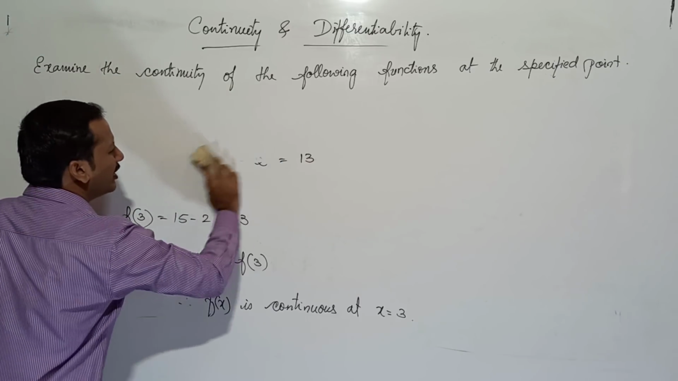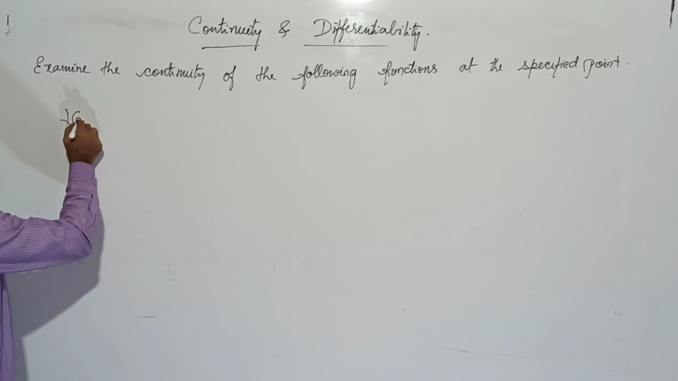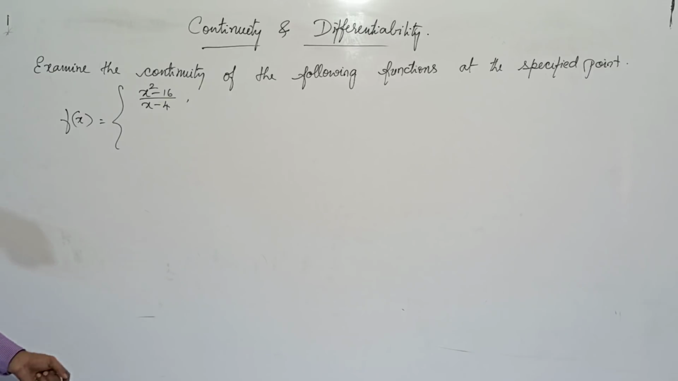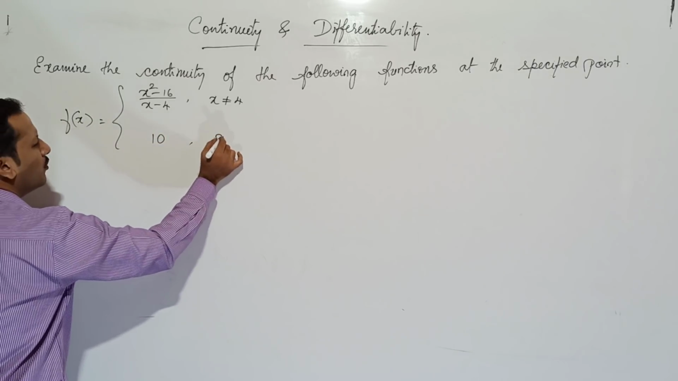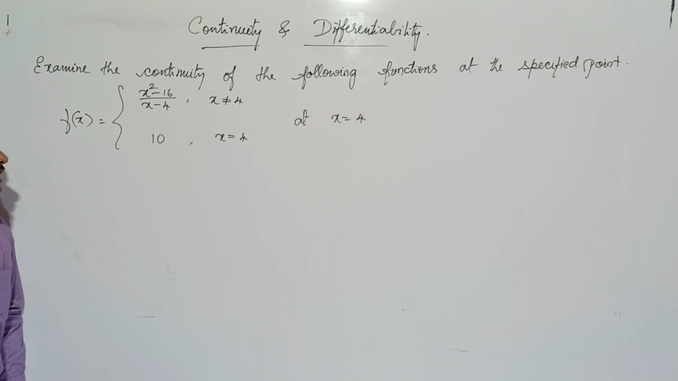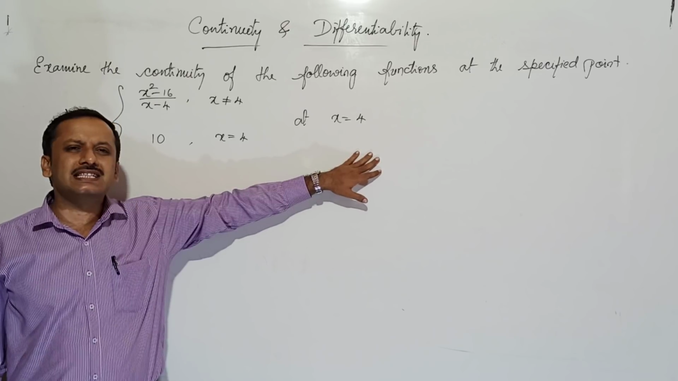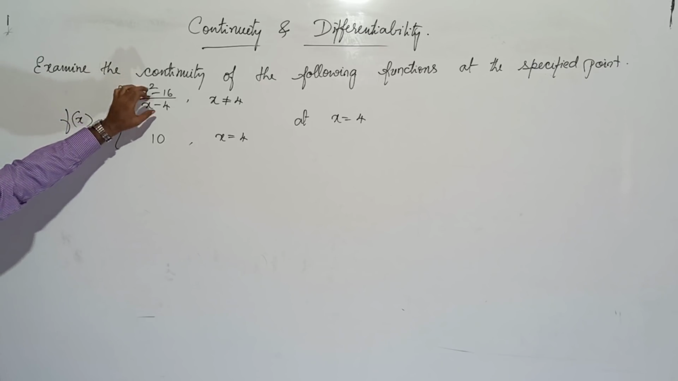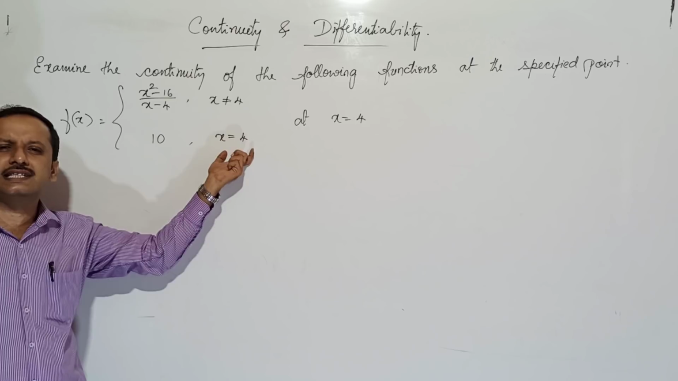Question is same. We need to check the continuity of the function at the given point. f of x is equal to, so the function is defined like this, x square minus 16 divided by x minus 4 when x not equal to 4, and it is defined as 10 when x is equal to 4, at x equal to 4. Okay. So here we want to check the continuity of the function at the point x is equal to 4. We have the function f of x, which is defined as x square minus 16 by x minus 4 whenever x is not equal to 4, and it is defined as 10 whenever x is equal to 4.